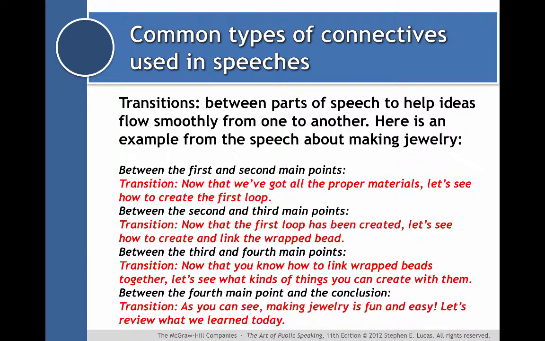Between the third and fourth main point, I could say something like, now that you know how to link wrapped beads together, let's see what kind of things you can create with them. And between the fourth main point leading into the conclusion, I would say something like, as you can see, making jewelry is fun and easy. Let's review what we learned today. The book also gives some really good examples of transitions, so make sure you look at those.